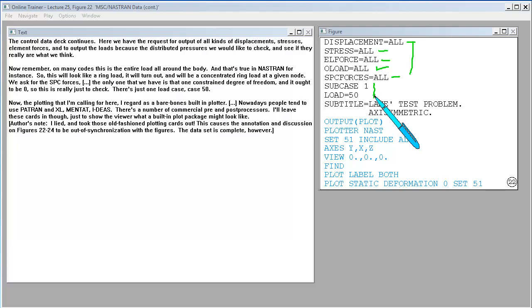Now, the plotting that I'm calling for here, I regard as a bare-bones built-in plotter that nowadays people tend to use Patran and Excel, Mentat, Ideas. There's a number of commercial pre and post processors. I'll leave these cards in, though, just to show the viewer what a built-in plot package might look like.